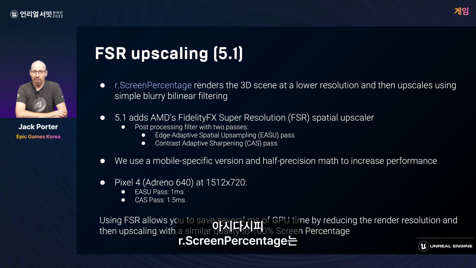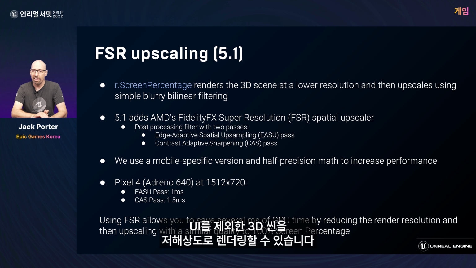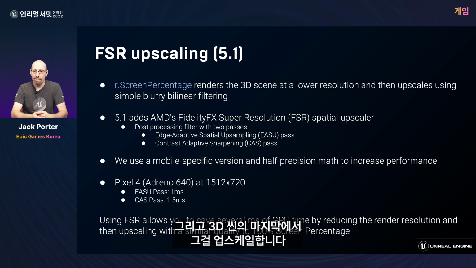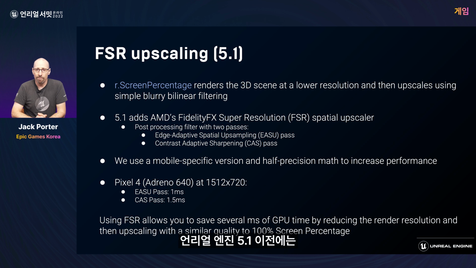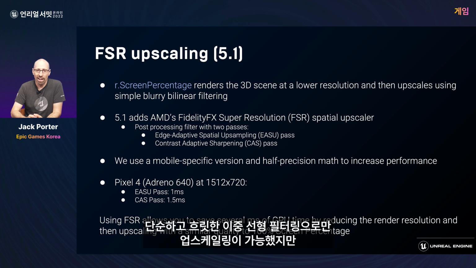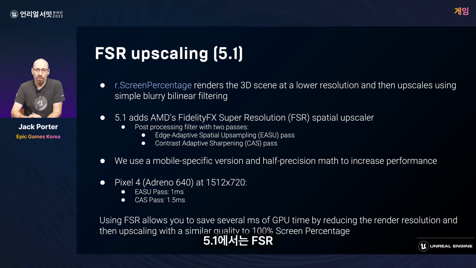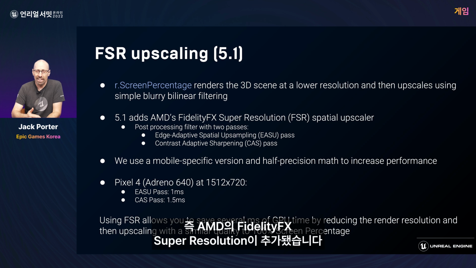You may know that r.ScreenPercentage is a console variable that allows you to render the 3D scene at a lower resolution from the rest of the UI. At the end of the 3D scene, we upscale it, but before Unreal Engine 5.1, that was only using a simple blurry bilinear filtering. 5.1 adds something called FSR, which is AMD's FidelityFX Super Resolution.